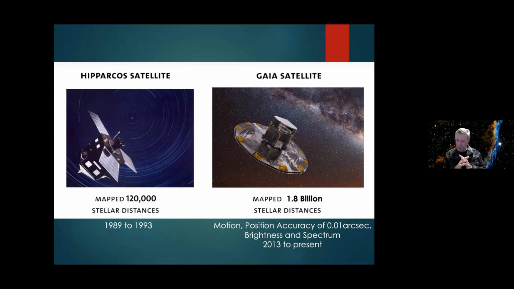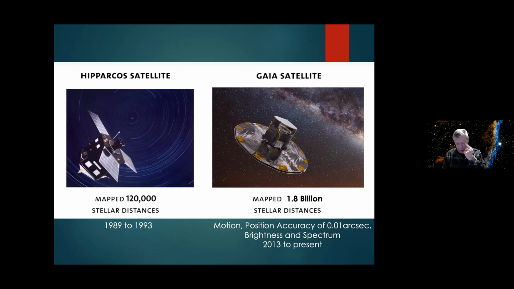But in addition to the distances, Gaia's claim to fame is that it's also looking at velocities, or vectored motion, and the accuracy of Gaia is just amazing. It has about 1,000 times more resolution than Hubble, and it can position a star to within a hundredth of an arc second. The other thing is that Gaia measures very accurately the brightness and the spectrum of these stars, which opens up an amazing amount of additional data and information.